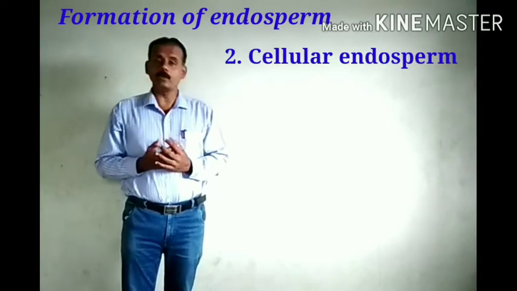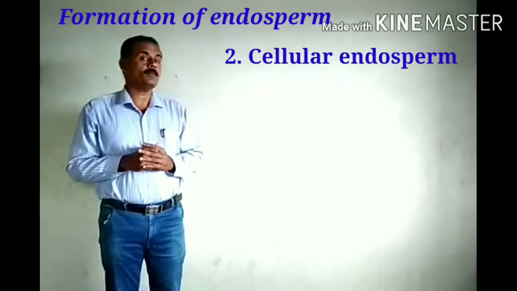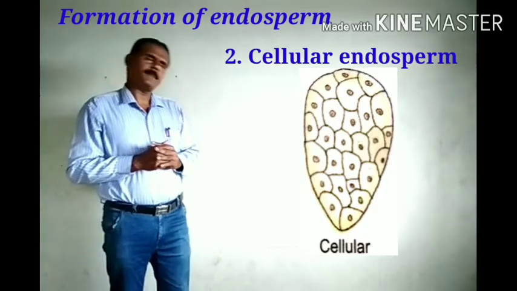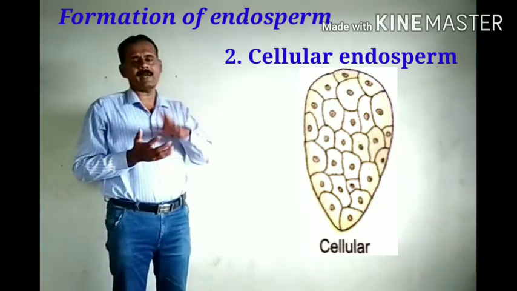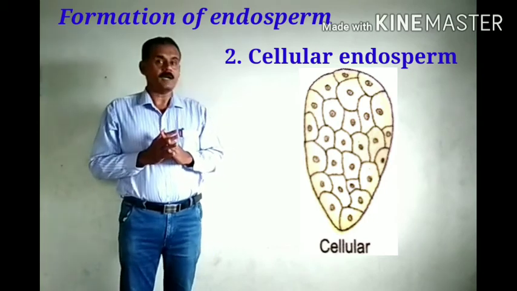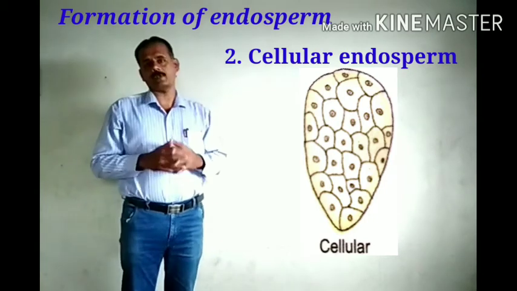Next one is cellular endosperm. In cellular endosperm, what happens? The primary endosperm nucleus, from this the endosperm is going to form. It divides by mitotic division, but after every division, cell wall formation takes place.